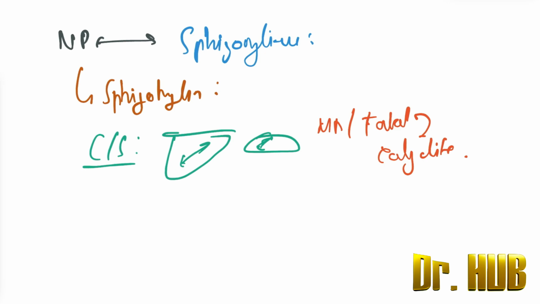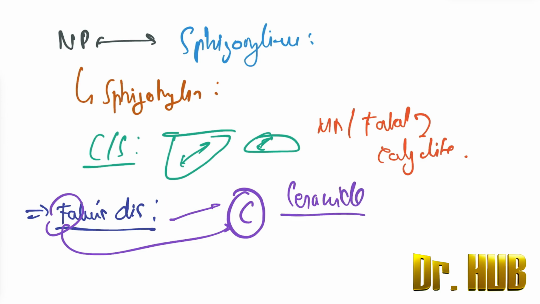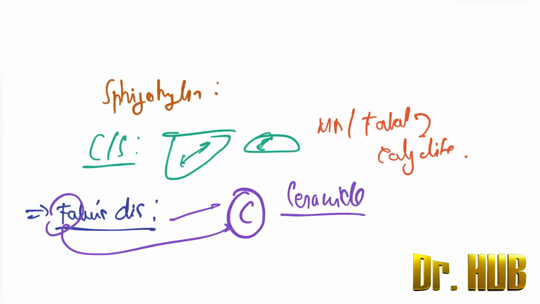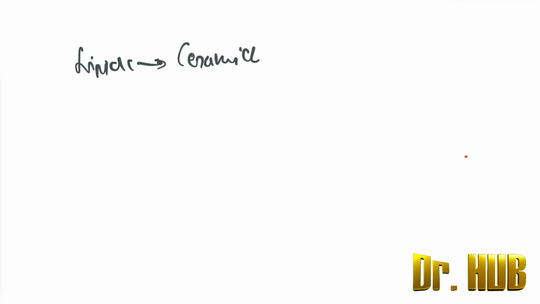Next is Farber's disease. In Farber's disease, the enzyme involved is ceramidase. It is easy to remember: F and C, FC. So let's write it clearly: it is ceramidase. Now what is the lipid accumulated in Farber's disease? The lipid which is accumulated is ceramide.